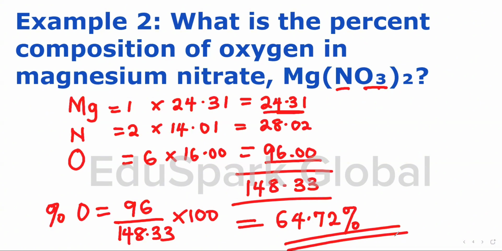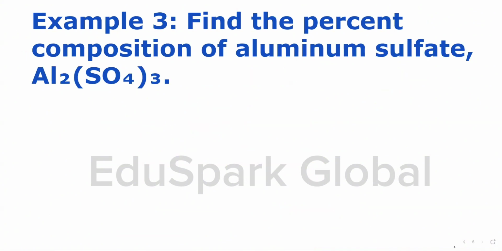So for this type, you don't have to do all. But if they are not specific, then you are supposed to do all of it. Okay, if they just say what is the percent composition of magnesium nitrate, you are expected to do the percent of the individual elements in that compound. But if they are specific, then you just go ahead and do only that. Okay, the last question, I would like you to pause and try this one on your own before you continue watching to see the solution and the correct answer.